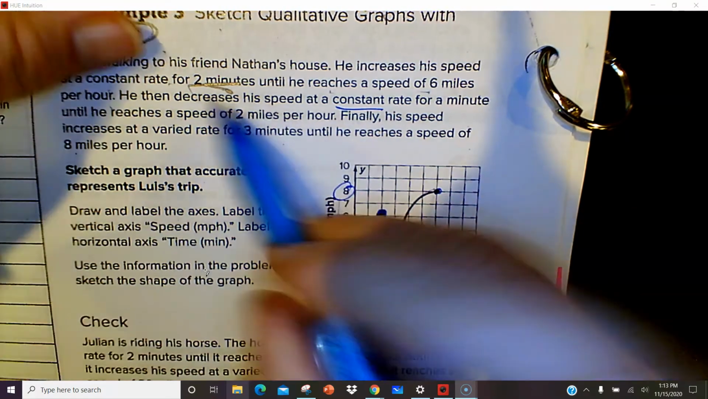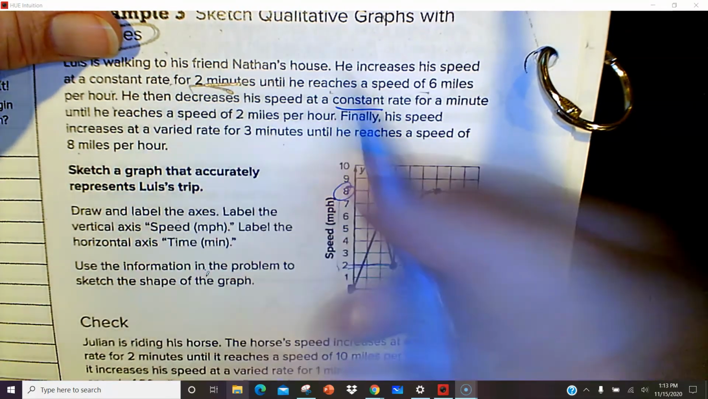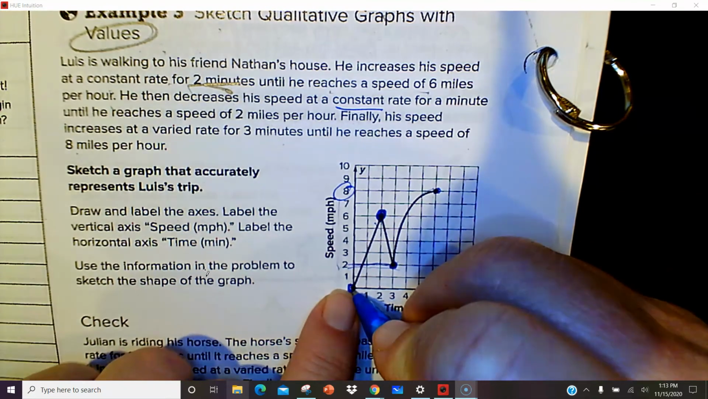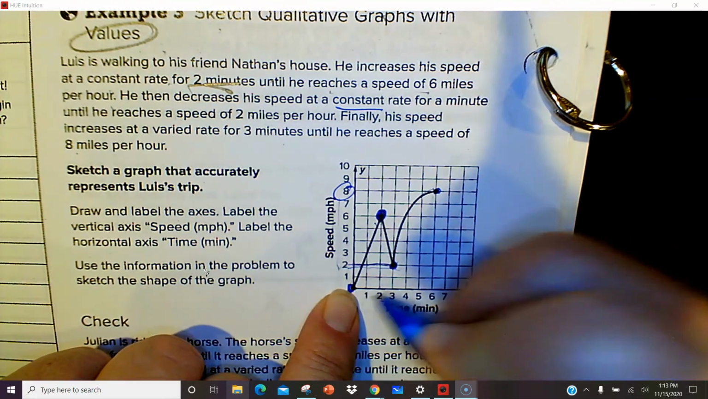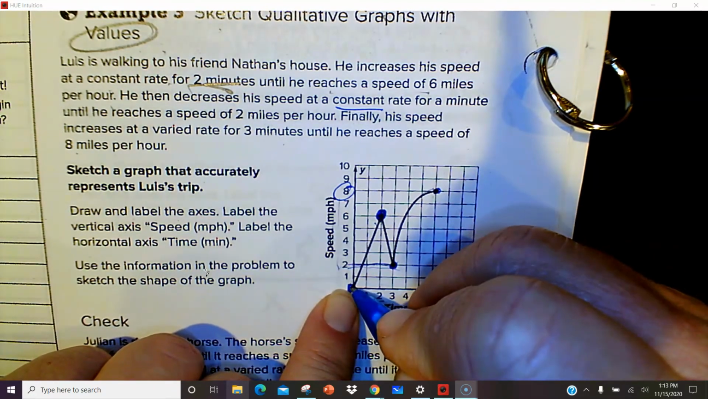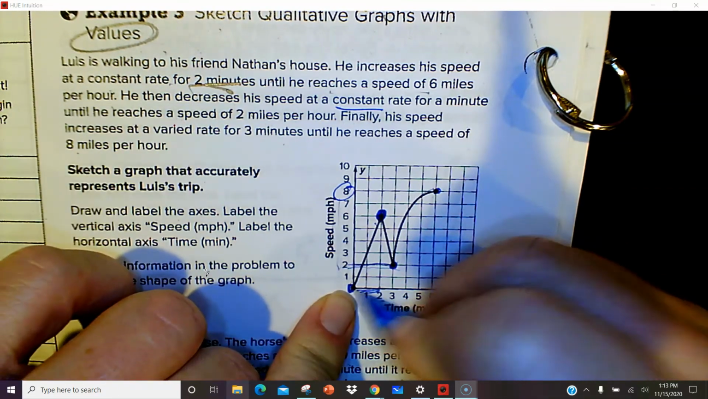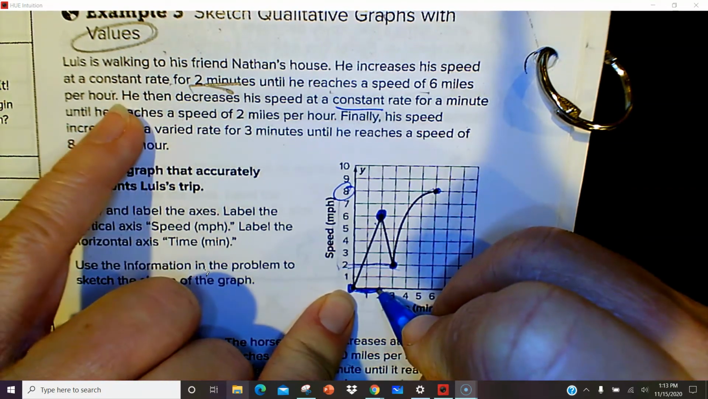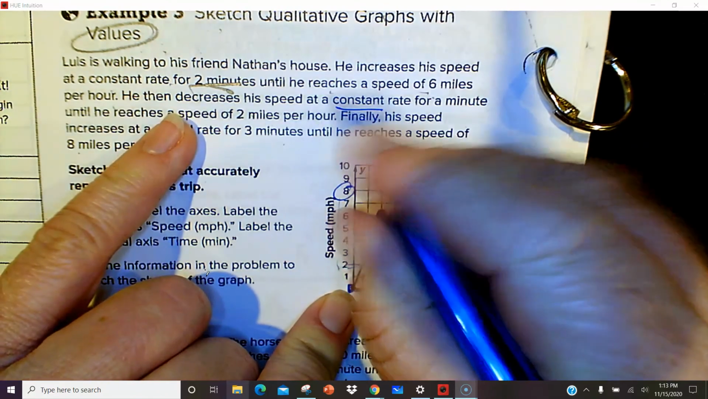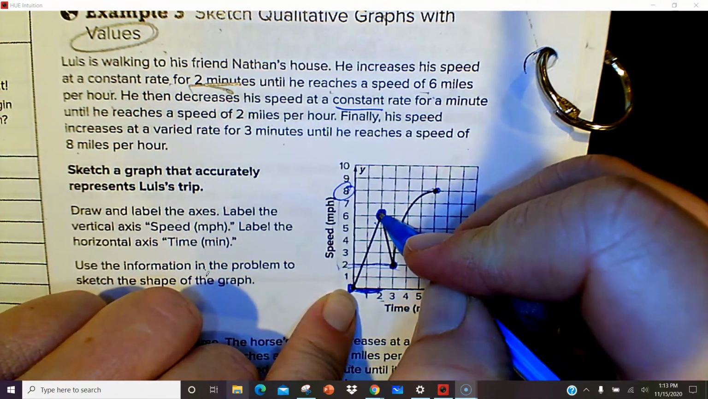Okay. So I start off with he increases his speed at a constant rate from here to here. I'm starting off here, so it's at 0, 0, because I have to start someplace. No time, no speed, not moving. Then I go for 2 minutes. So once I get that 2 minute block here, where am I at? He's going for 2 minutes until he reaches a speed of 6 miles an hour. So this is the first ordered pair, 2, 6.